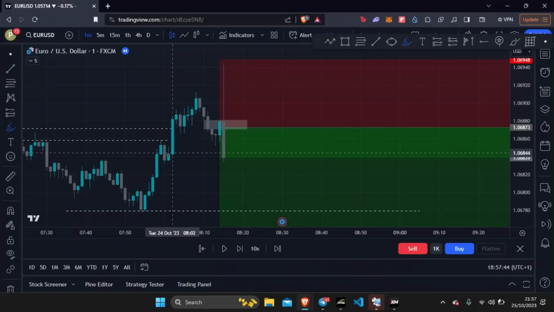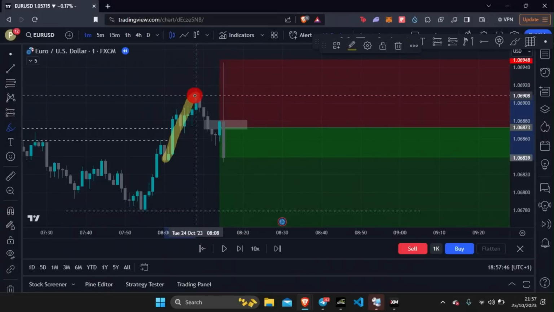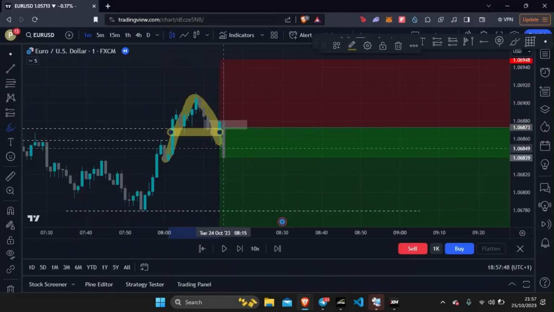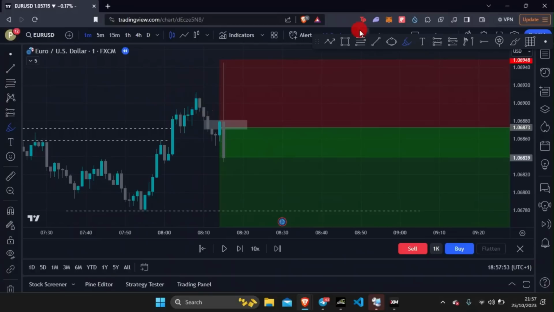So again, I saw price push up, come down, so it broke structure right here, and then I saw this crazy rejection, so I market executed right here, and I got into the trade.